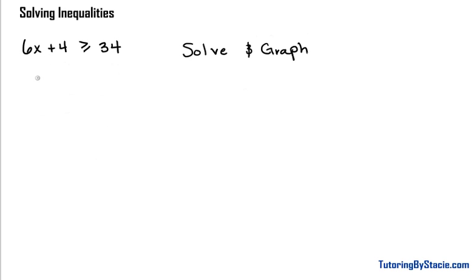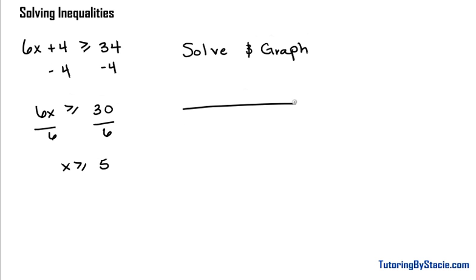Solving inequalities. Suppose you're given the inequality 6x plus 4 is greater than or equal to 34, and you're told to solve and graph the solution set. Solving inequalities is very similar to solving an equation. So we subtract 4 from both sides, and we get 6x is greater than or equal to 30. We divide both sides by 6, and we get x is greater than or equal to 5.